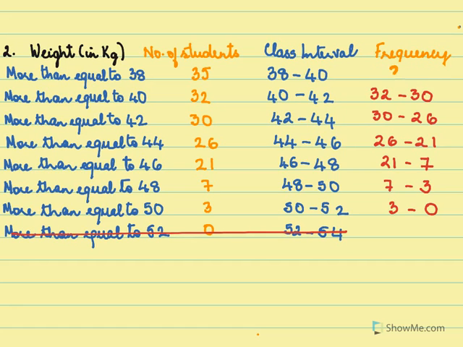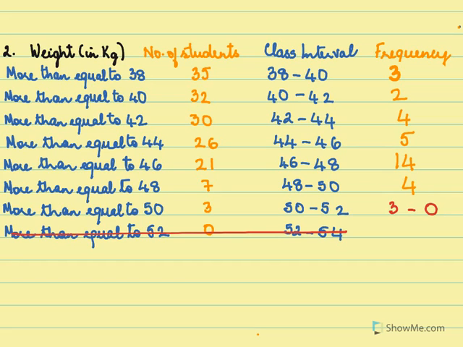35 minus 32, we are going to write it as 3. Then we have 32 minus 30, and that would be 2. Next, 30 minus 26, 4. 26 minus 21, 5. 21 minus 7, 14. 7 minus 3, and this is 4. And 3 minus 0, and it is 3.